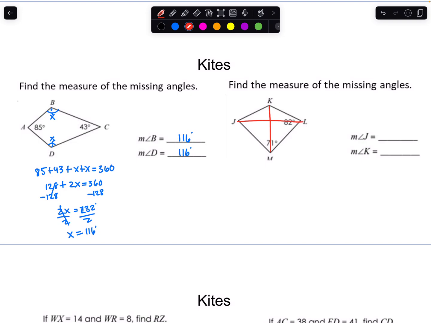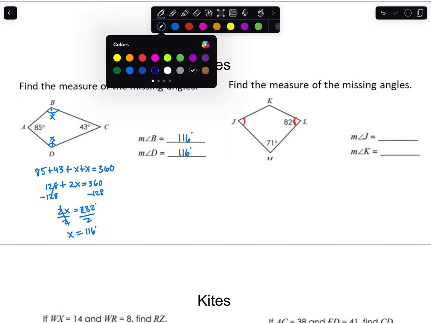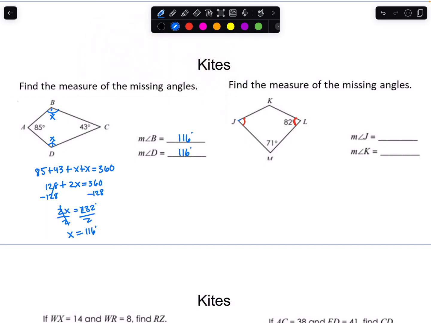You're going to notice that there are two sets of congruent angles, and they will always be located across from each other. Notice how these two lengths are congruent, and the other two are congruent. The angles that are congruent will always be between the two sets of lines that are the same length. Therefore, it'll always match. It'll always be these two. So I already know angle J is 82 degrees.